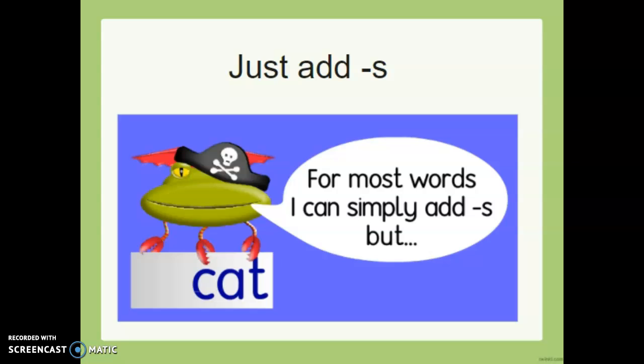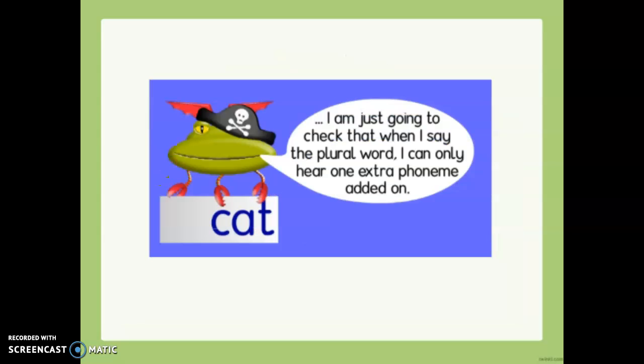So when we just add S, for most words, I can simply add S. This is what the pirate's saying here. For instance, in the word cat, I am going to check that when I say the plural word, I can only hear one extra phoneme added on. So can you make cat into plural? We just add an S. We add that plural ending. So cats. Does it have one sound? Have a think about it.